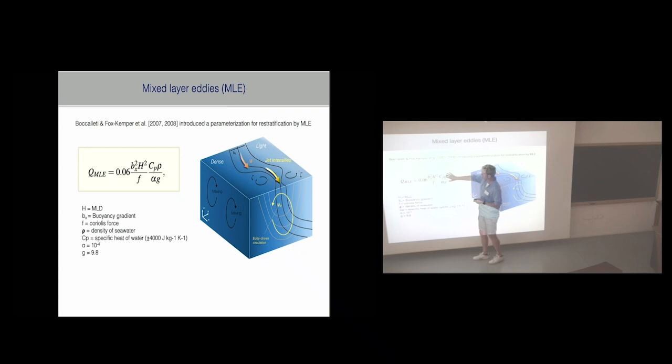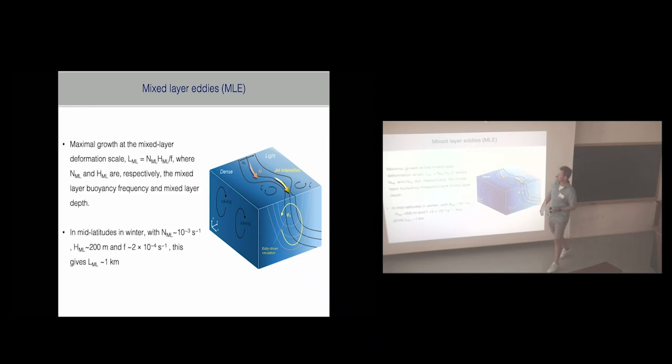Without going through all the terms, we have some constants here. We have the heat capacity of seawater. But essentially, this term varies as a function of the lateral buoyancy gradients, the strength of those density gradients, and H, the depth of the mixed layer. If you have those measurements, you can quantify the equivalent heat flux that might be occurring from these mixed layer eddies to the upper ocean.